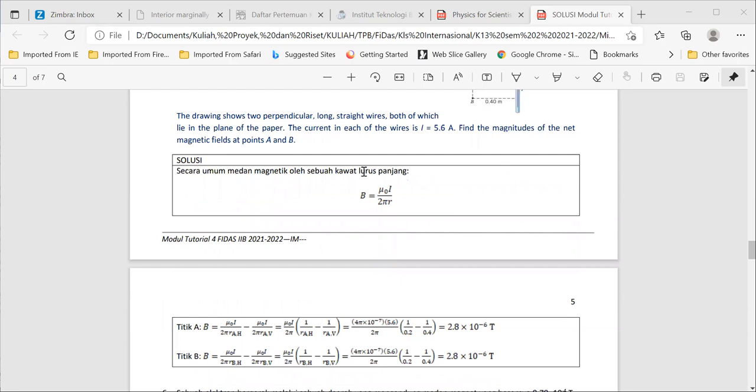Any question about this number 5, this final, okay? Final problem that we will discuss this morning. Any question about this?